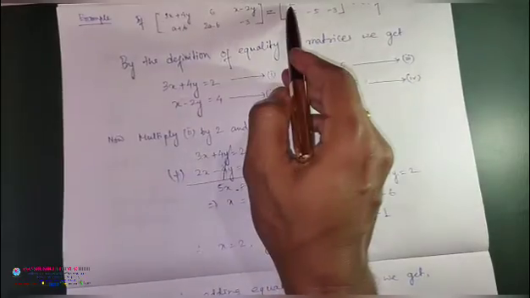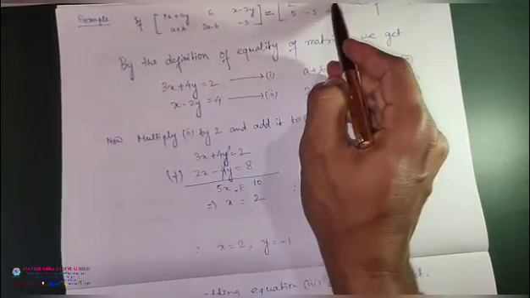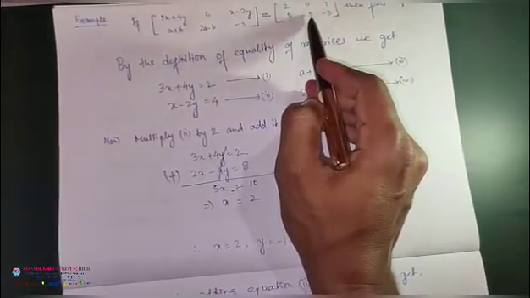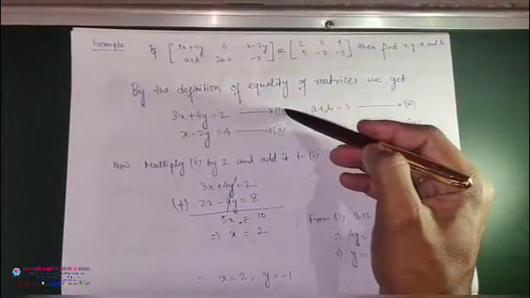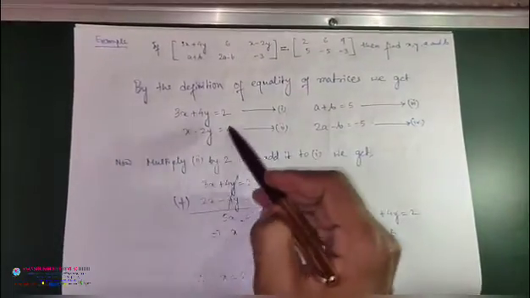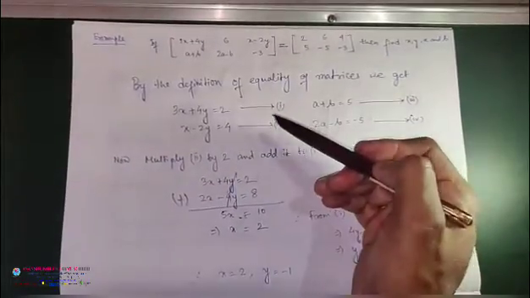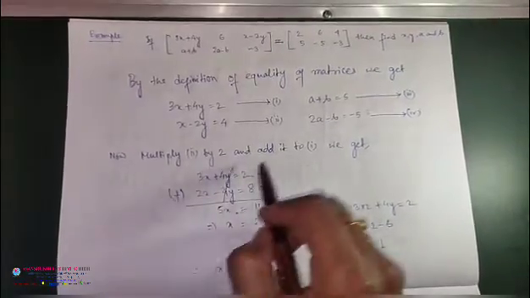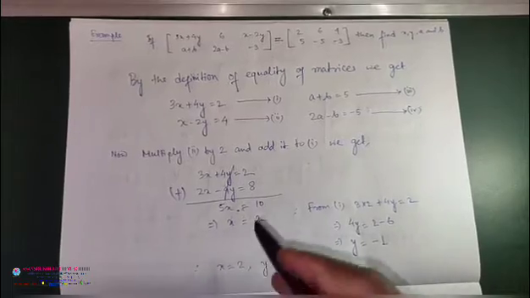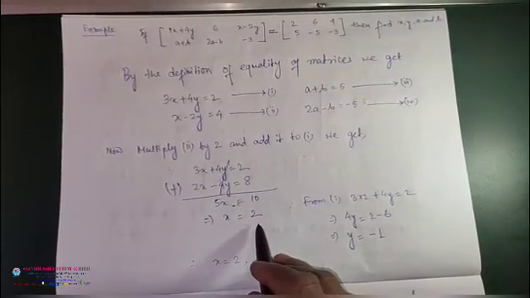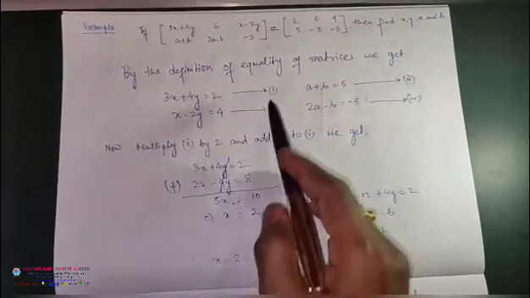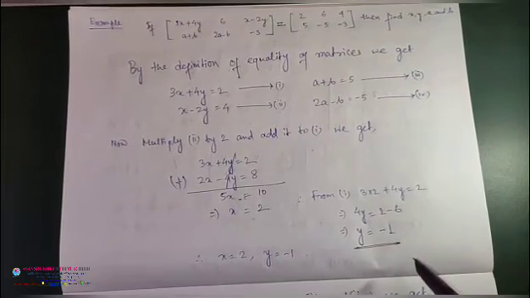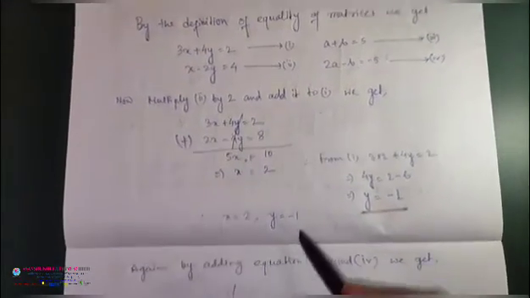So 3x plus 4y equals 2, x minus 2y equals 4, a plus b equals 5 and 2a minus b equals minus 5. Now in equations 1 and 2, both the variables are the same, x and y. So by the method of elimination, if we multiply equation 2 by 2 and add it to 1 and then solve, we will get x equals 2. Now put the value of x equals 2 in number 1, we are getting y equals minus 1. So x equals 2, y equals minus 1.